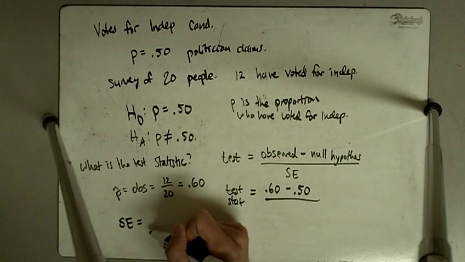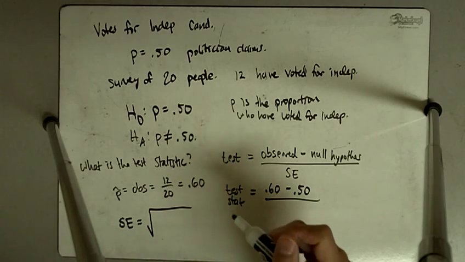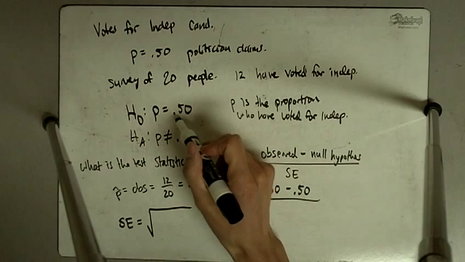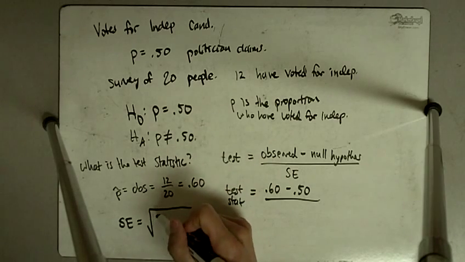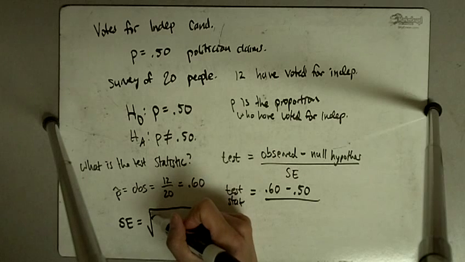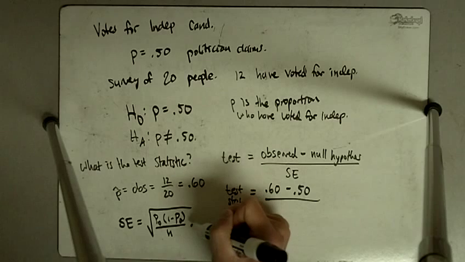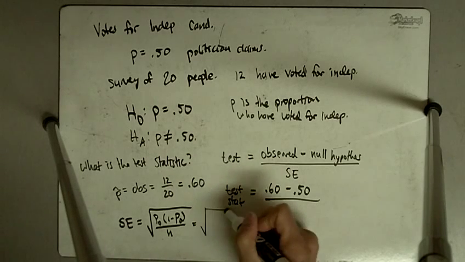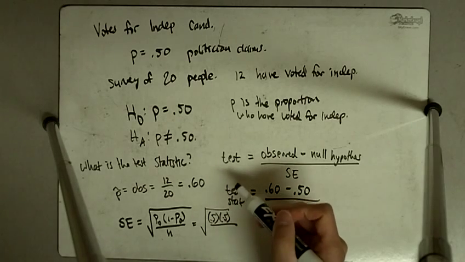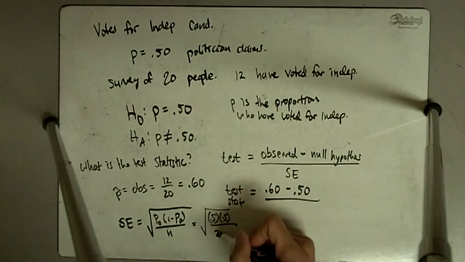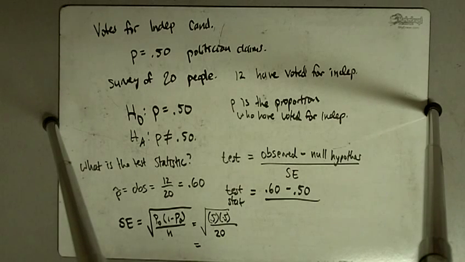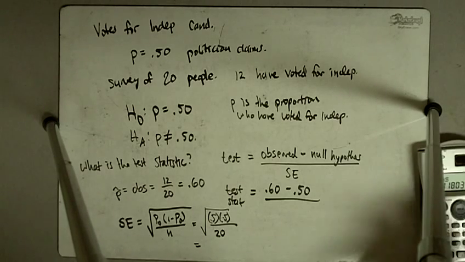Our standard error is equal to the square root of P times 1 minus P, using P from our null hypothesis, not P hat, divided by N. So in this case, we have 0.5 times 1 minus 0.5, which is also 0.5, divided by our N, a survey of 20 people. This comes out to be 0.112.